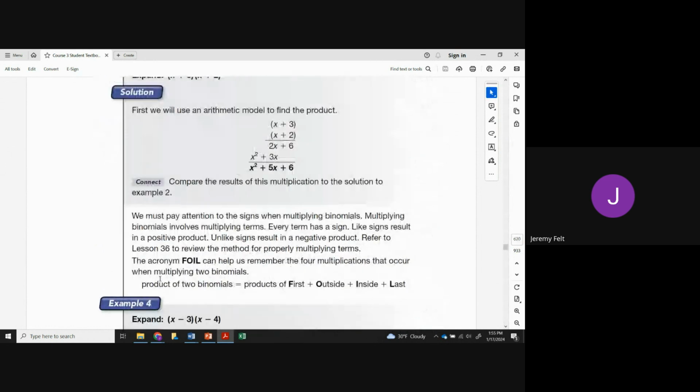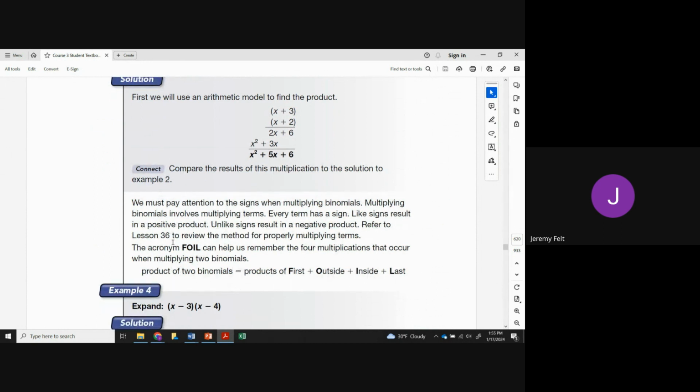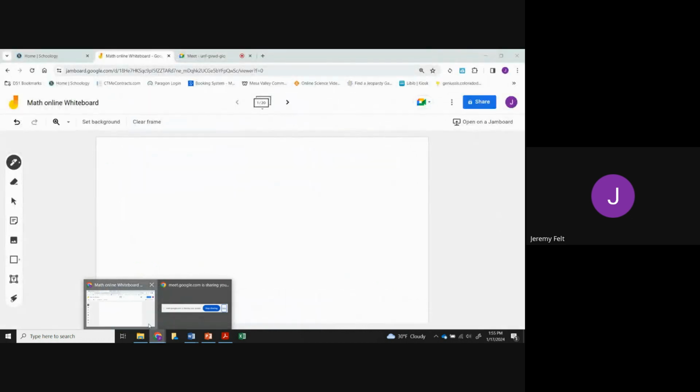Now, an easier and more efficient way of doing that is what we call FOIL, and it's first, outside, in, last. So when we have two binomials that we're multiplying, we use the FOIL method. This is the method I prefer. It's easier, it takes less time, so I think it's better all around. If you want to draw out the area method, then you're welcome to do that. It just may take you more time.